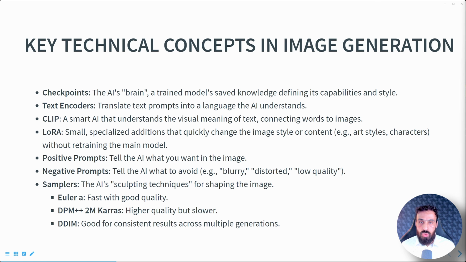And then LoRA, low-rank adaptation. These are small additions that can drastically change the AI model's style, like adding specific artistic flair or a character look, without the need of retraining the whole model from scratch. Then a positive prompt, which tells the AI what we want in the image, and a negative prompt, which tells it what we don't want in the image, like low quality or blurry images. Then we have samplers, which are the sculpting techniques that the AI model will use to shape the image.